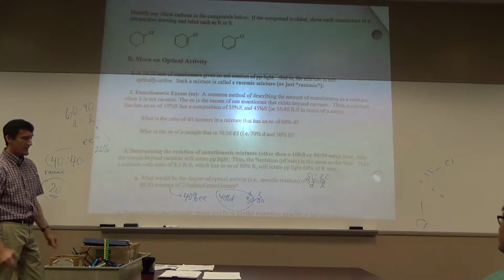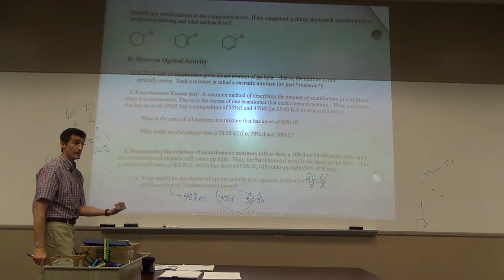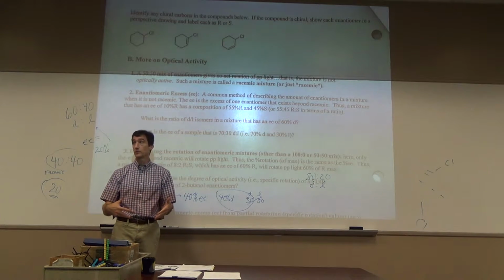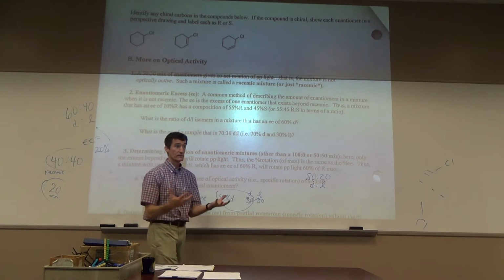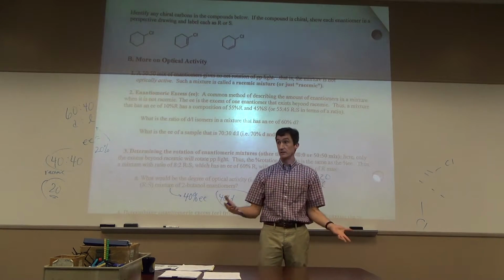But how do I know if what I have is pure? I can do polarimetry and get negative 32.9. What if I do polarimetry and I get 0? What does that suggest about my compound? It seems like I got a 50-50 mix of both D and L.